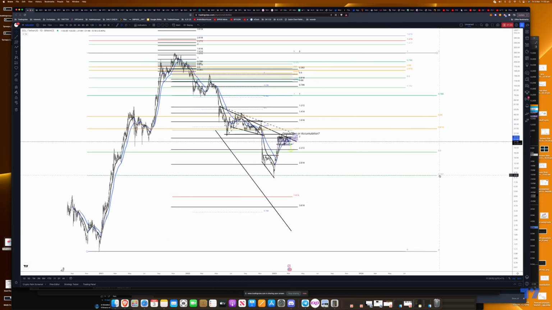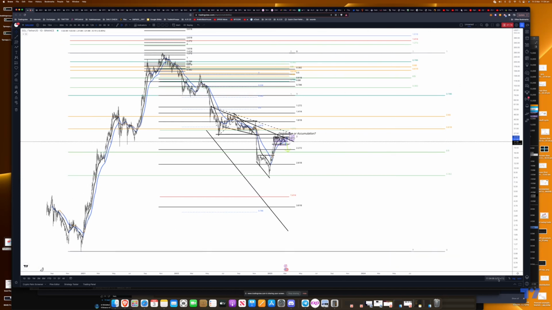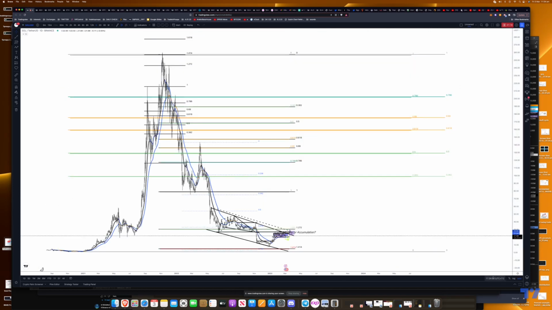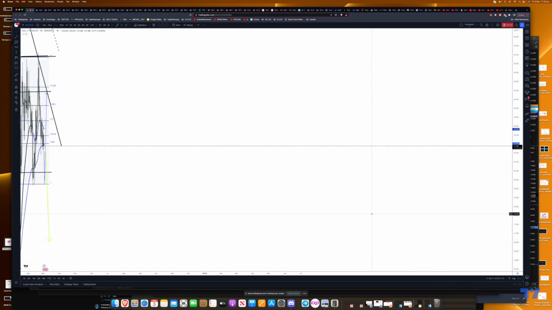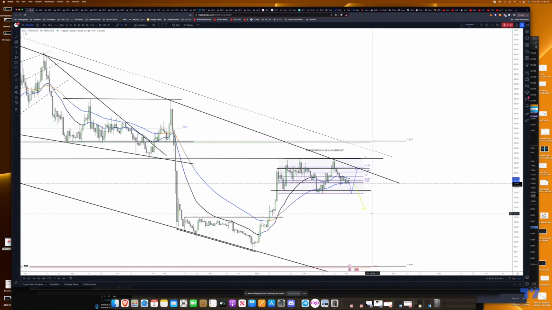And you can see now it's the 0.382. I put the log settings in, so that makes sense. So it pulled back 61.8% to the golden ratio, and that's where it is. Now, when we look at this chart, I'll look at it from a non-log perspective because it makes more sense. Here we go.